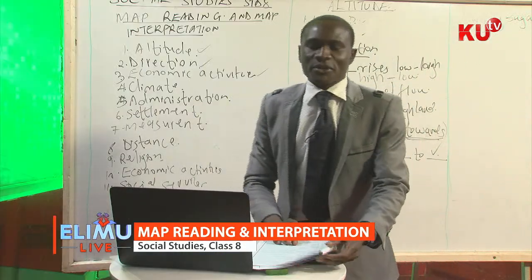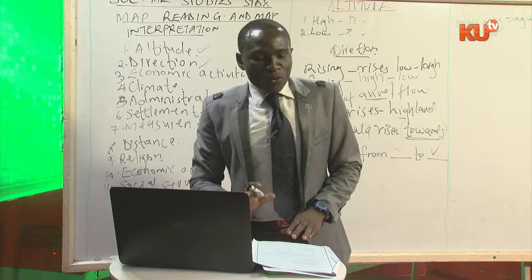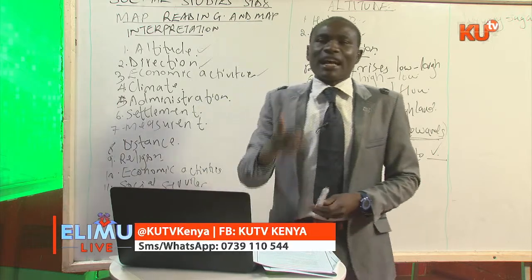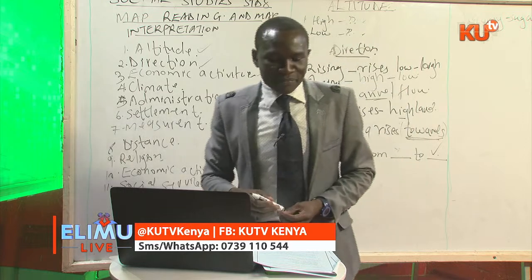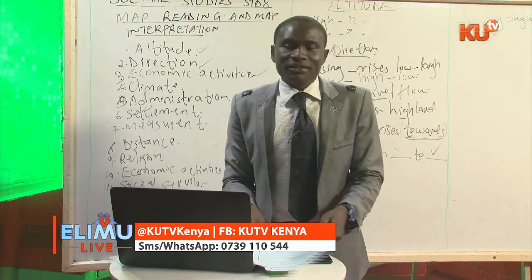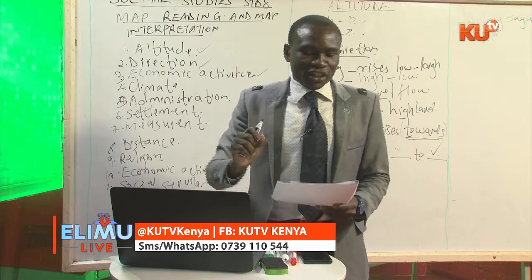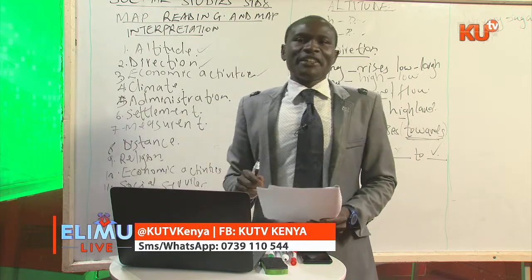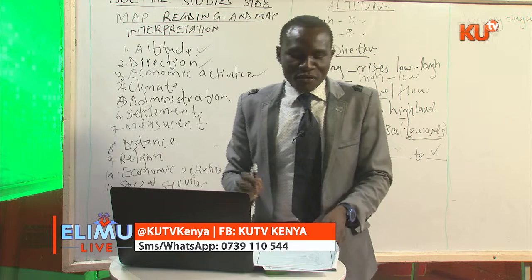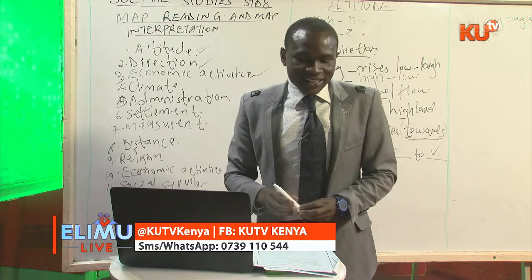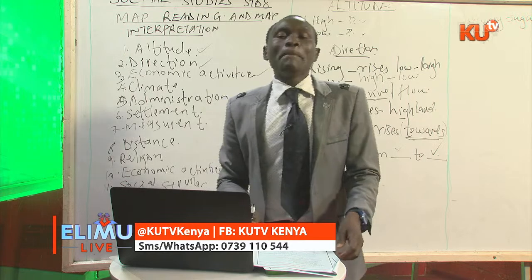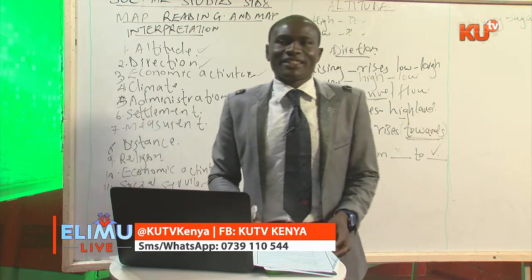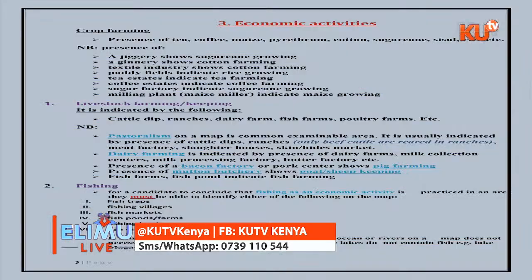Quiz on the student side. What do the following represent on map work? That one you will text us on the number that you can see down there. 1, ginnery. If you see ginnery, what does it represent? 2, textile industry. 3, paddy fields. 4, tea estates. 5, milling plant. If you see those on map work, what do they indicate? Use the number that is down there to chat with us.